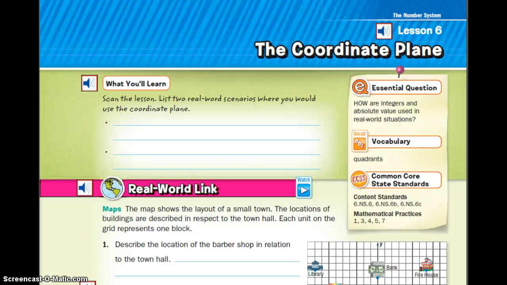Turn to Chapter 5, Lesson 6, the coordinate plane. It's located on page 395. Before we start this lesson, I want to talk about a real-world situation involving me.